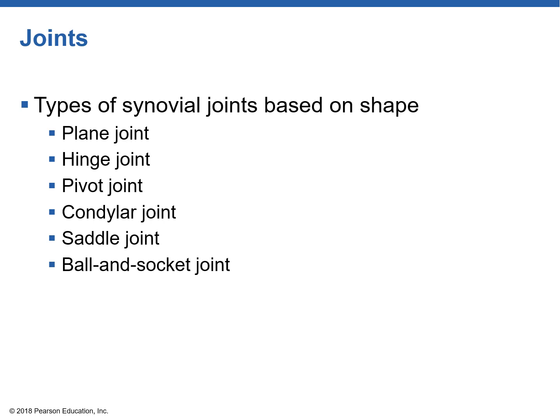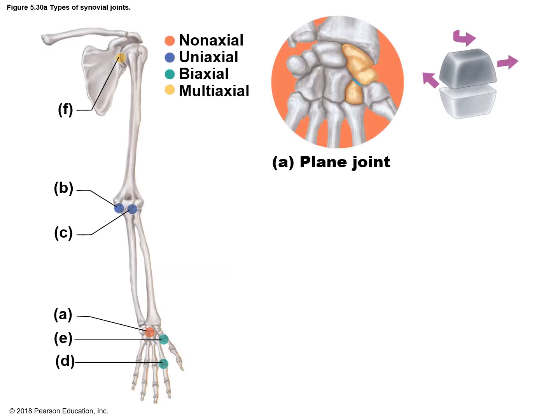The types of synovial joints that you should be able to describe are a plane joint, a hinge joint, a pivot joint, the condylar joint, saddle joint, and ball and socket. This picture shows a plane joint. A plane joint would be what's found inside of your hand.